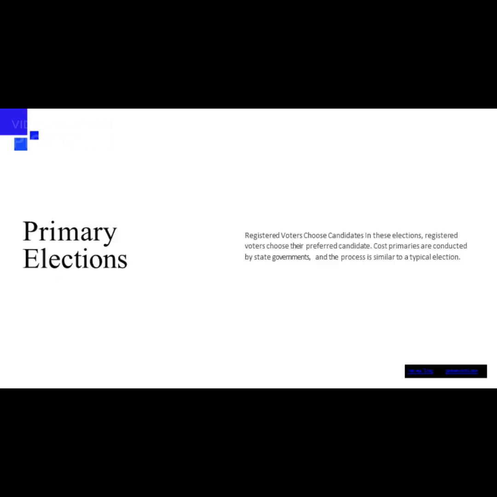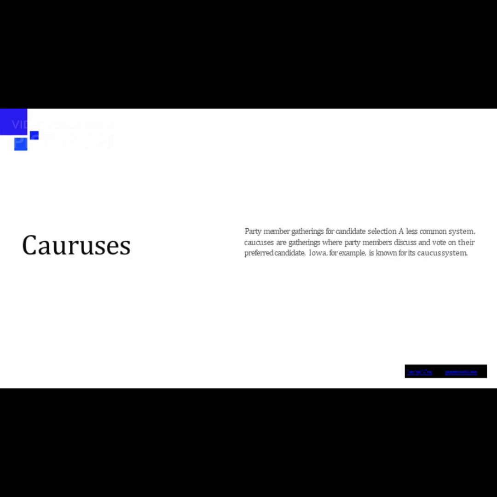In these elections, registered voters choose their preferred candidate. Most primaries are conducted by state governments, and the process is similar to a typical election. Caucuses are gatherings where party members discuss and vote on their preferred candidate. Iowa, for example, is known for its caucus system.